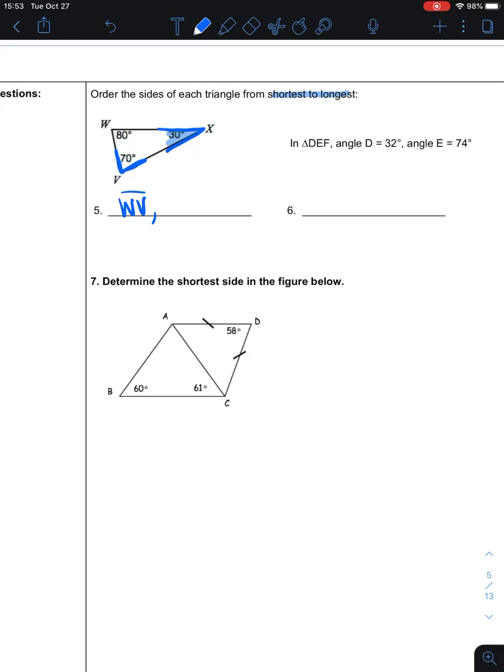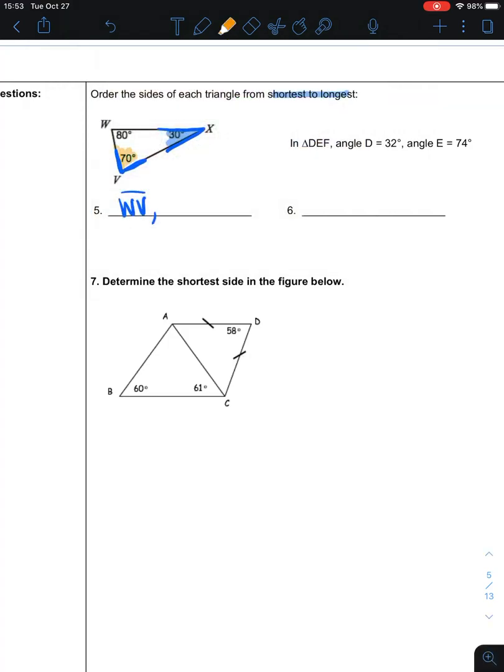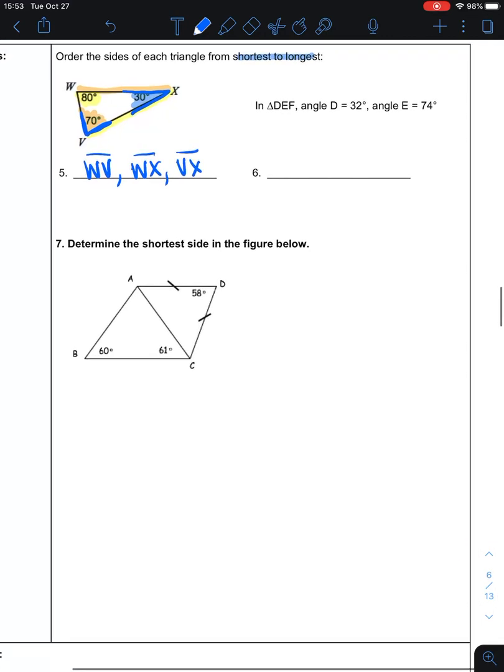My next side will be determined by this angle V. Actually, that's not the shortest side, that's the smallest angle, but it will determine the medium-sized side. So here's my 70-degree angle, and here is my side that is not included in that, WX. And then I have my longest side and my largest angle. So 80 degrees, W is my largest angle, so VX or XV, either one, is my longest side.